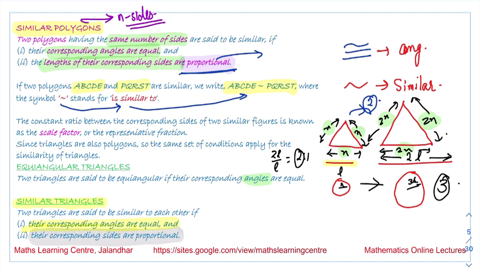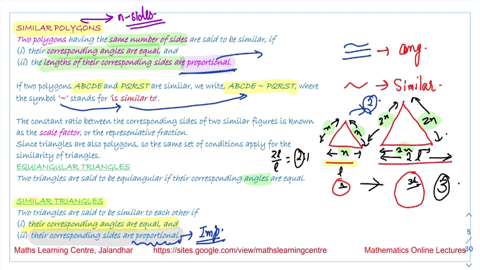If any two triangles satisfy these two conditions, they are similar. When we talked about congruent triangles, we said their angles should be equal and their sides should be equal, so their shape and size were everything equal. But now, in place of equal, the term here is that their corresponding sides are proportional. This is important: this is the main difference between congruence and similarity. In congruence, the word proportional was not there, they were the same, they were equal, and in similarity we say their sides are proportional.